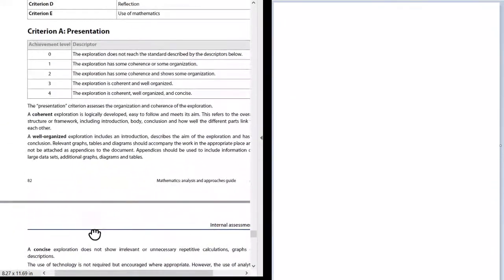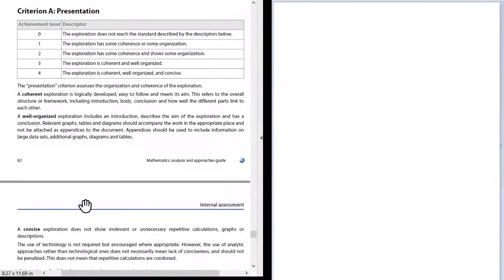So we're talking about criterion A, presentation, which needs to be coherent and concise. So it's like an essay. It needs to be compelling and organized.